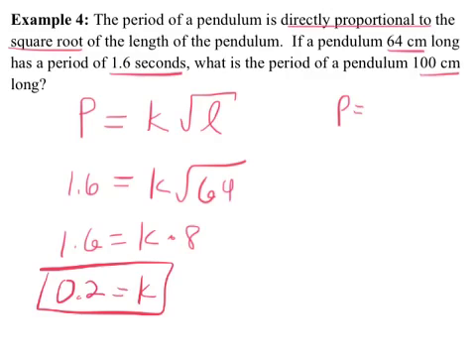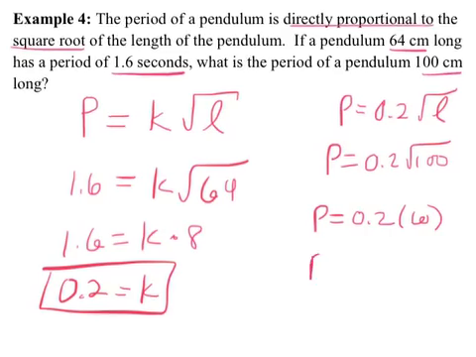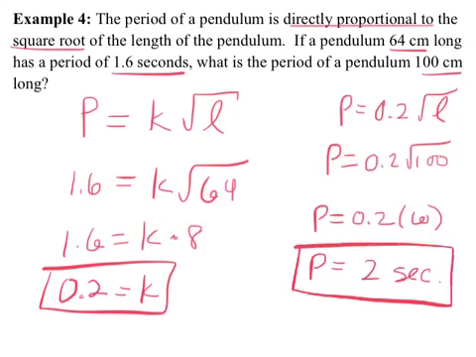All right. Now, if that's the k value, let's go ahead and plug it in up here. Okay, so 0.2 square root of L. So in this problem now, we want to find out what is the period of the pendulum that's 100 centimeters long. Okay, make sure you notice our units here are seconds. The period of the pendulum was given in seconds earlier, so it's still in seconds.